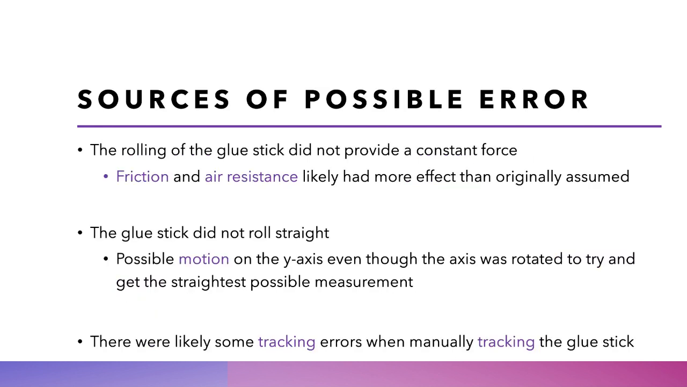There were some sources of error that could have taken place when doing the glue stick experiment. The rolling glue stick didn't provide constant force because of the air resistance and friction mentioned in the previous slide. The glue stick also did not roll straight. The axis was rotated to mitigate this, but it still went slightly off course. There were also likely some tracking errors when dealing with the glue stick because I had to manually plot its center of mass by eyeballing it.